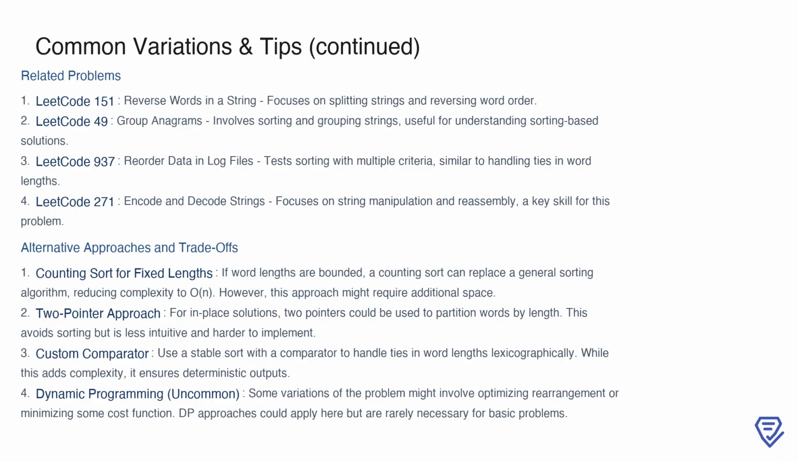As for alternative approaches, consider using counting sort when word lengths are bounded, as it can reduce complexity to O(n), though this comes at the cost of additional space. A two-pointer approach might be used for in-place solutions to partition words by length, but while efficient, this method is less intuitive. Using a custom comparator with a stable sort allows you to handle ties lexicographically, ensuring deterministic outputs. Lastly, though uncommon, dynamic programming could apply in variations where optimizing rearrangement or minimizing some cost function becomes necessary. However, DP is rarely required for the basic form of this problem.